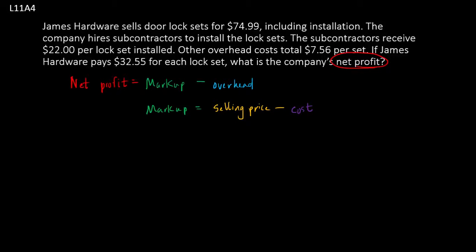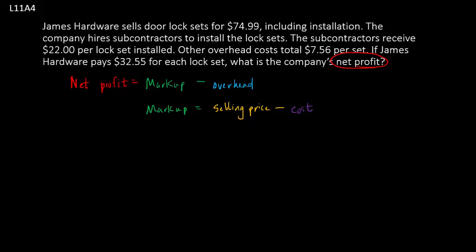James Hardware sells door lock sets for $74.99, including installation. The company hires subcontractors to install the lock sets. The subcontractors receive $22 per lock set installed. Other overhead costs total $7.56 per set. If James Hardware pays $32.55 for each lock set, what is the company's net profit?